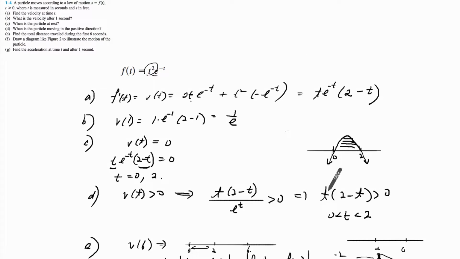The motion of the particle, basically, it's going to go forward, right, until 2 seconds. And it's going to go backward after 2 seconds. That's the motion of the particle.